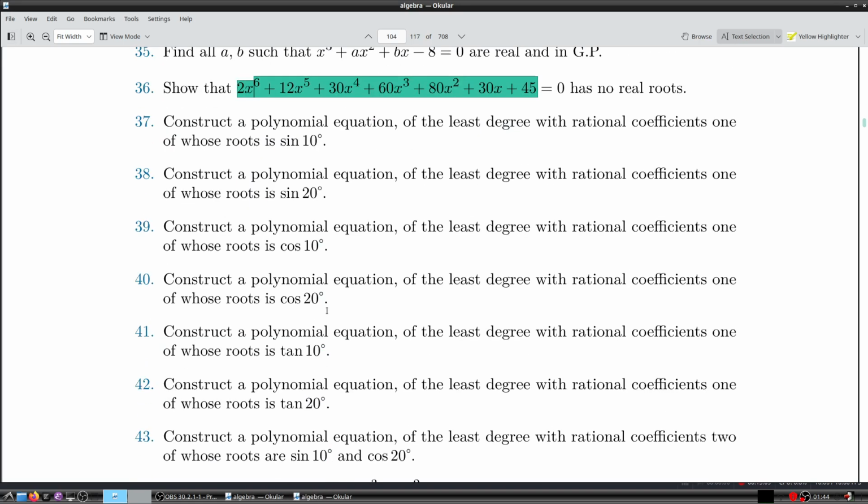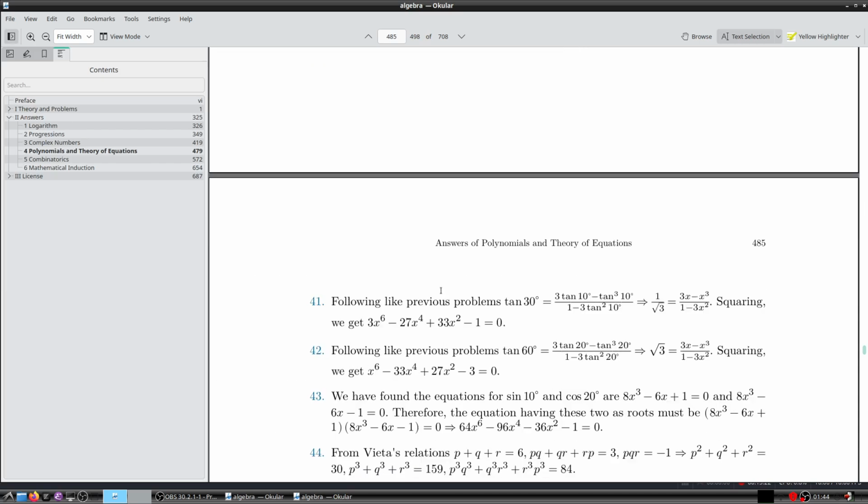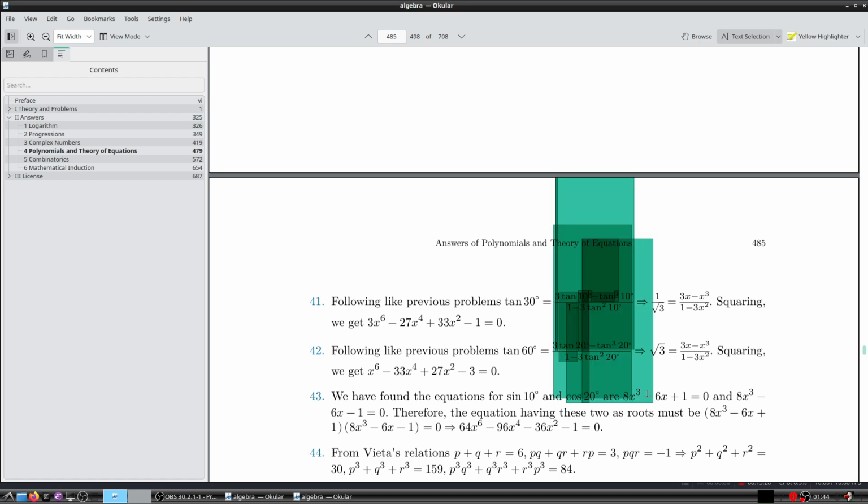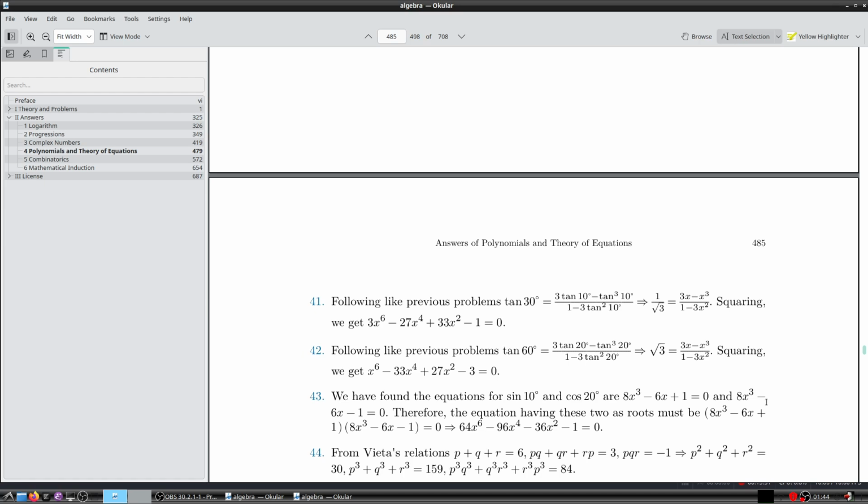Now we look at question 43. Construct a polynomial equation of the least degree with rational coefficients, two of whose roots are sine 10 degree and cos 20 degree. So for sine 10 degree and cos 20 degree, we have found two equations, 8x cubed minus 6x plus 1 and 8x cubed minus 6x minus 1.